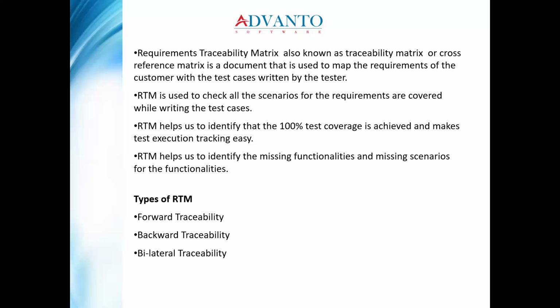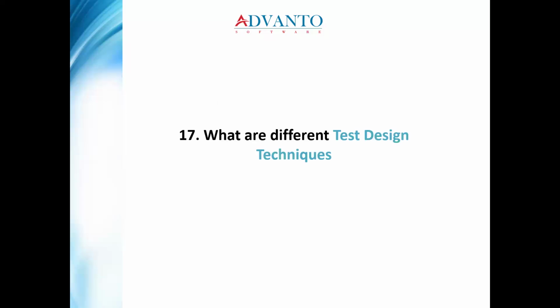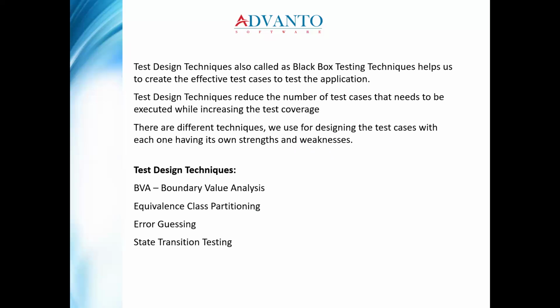The types of RTM. The first type is forward traceability, second is backward traceability, third one is bilateral traceability. The next question is, what are the different test design techniques?